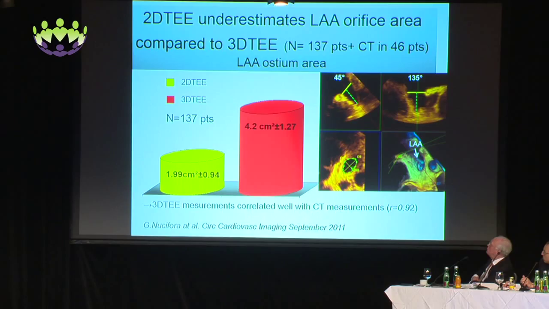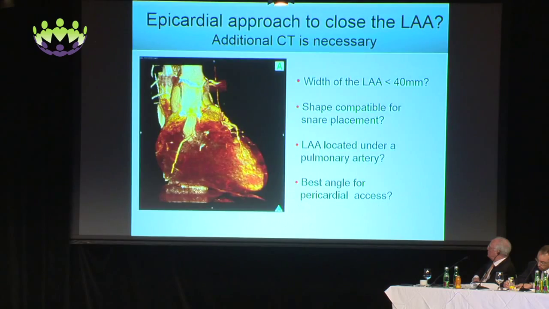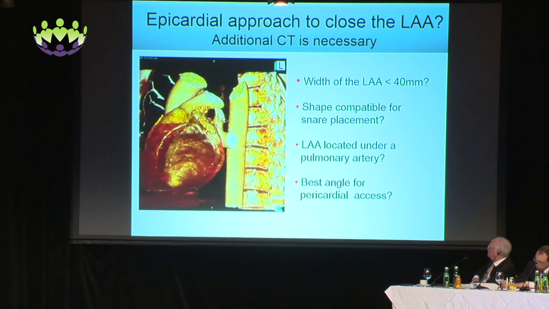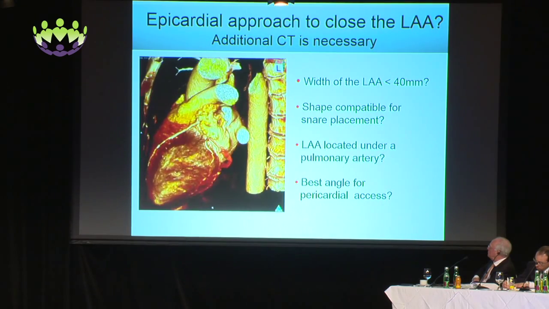And this is what we can learn from this study. So if we use 2D TEE, like on the left-hand side, we consequently underestimate the left atrial appendage ostium orifice compared to 3D TEE. And this in some circumstances could mean that we would use a larger device in a patient where we would have 3D measurements. So if you want to go for an epicardial suture ligation, we need an additional CT for the patient, as we see here.